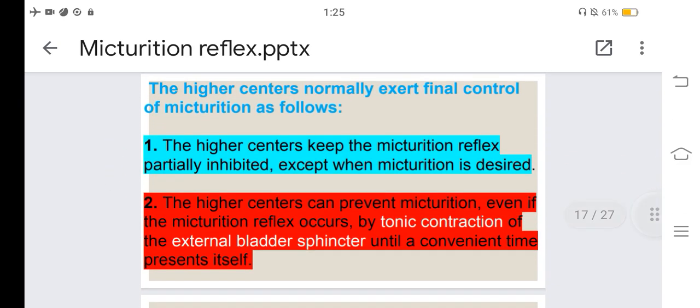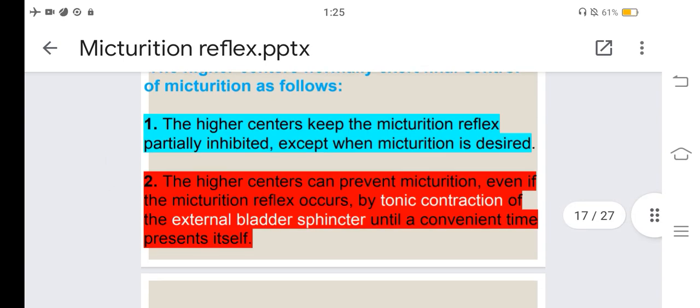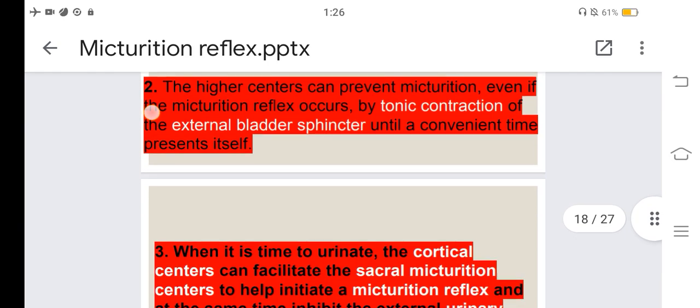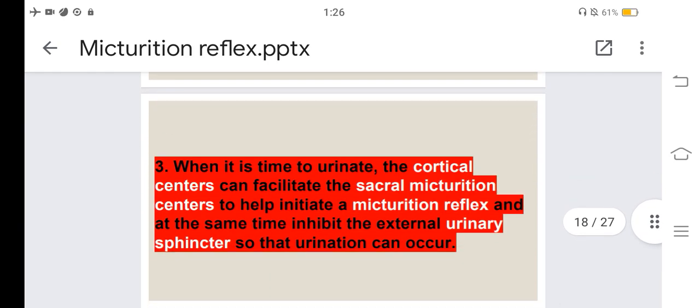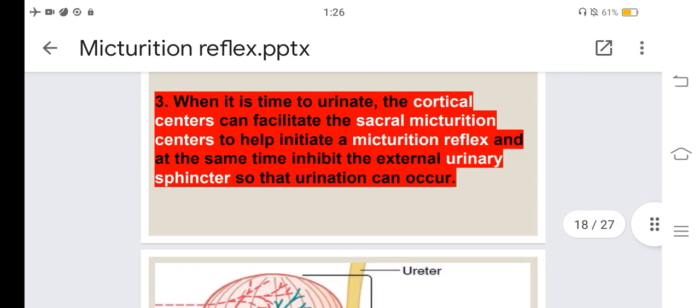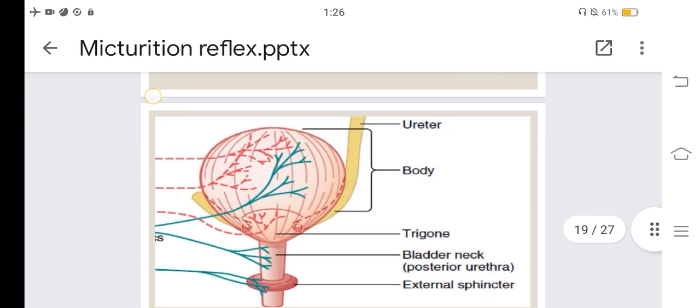The higher centers normally exert final control of micturition as follows. The higher centers keep the micturition reflex partially inhibited except when micturition is desired. The higher centers can prevent micturition even if the micturition reflex occurs, by tonic contraction of the external bladder sphincter until a convenient time presents itself. When it is time to urinate, the cortical centers can facilitate the sacral micturition centers to help initiate a micturition reflex and at the same time inhibit the external urinary sphincter so that urination can occur.